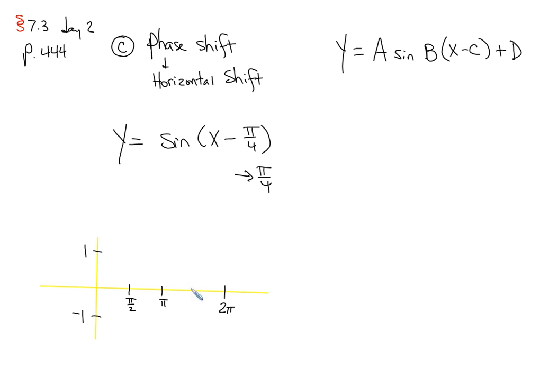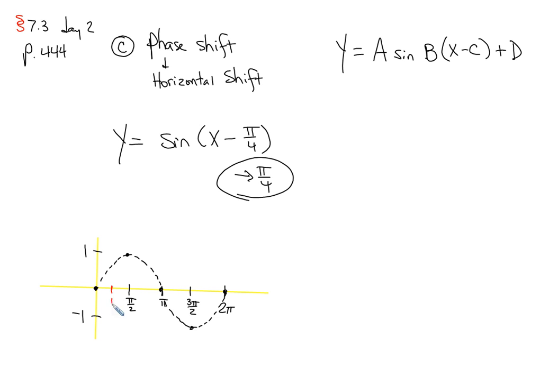Pi over 2, 2 pi over 2, 3 pi over 2, 4 pi over 2. Our parent function with the proper period and amplitude: beginning, middle, end, maximum, minimum. Here is our parent function with those proper values. Now I need to perform this transformation, so I'm going to switch to red. Notice, guys, that pi over 4 is half of pi over 2. So here's pi over 4.